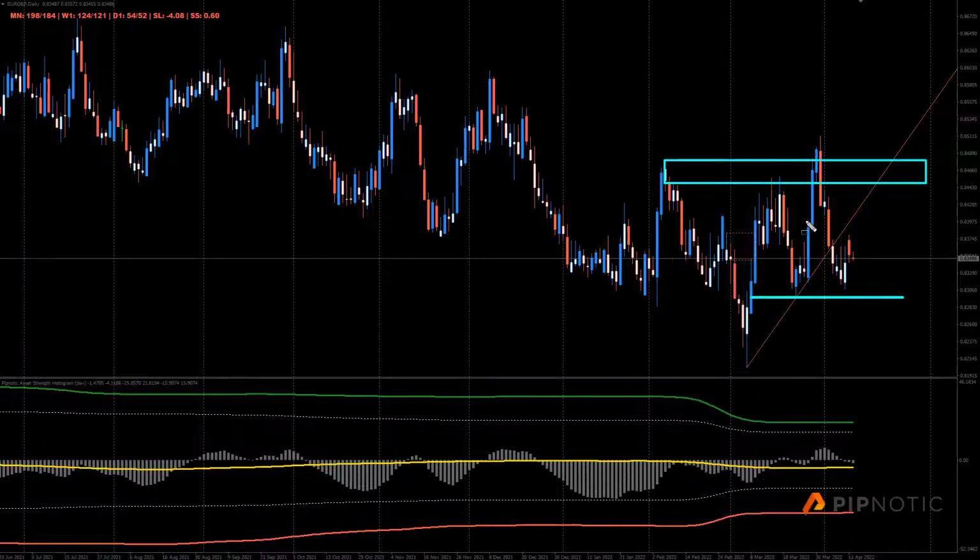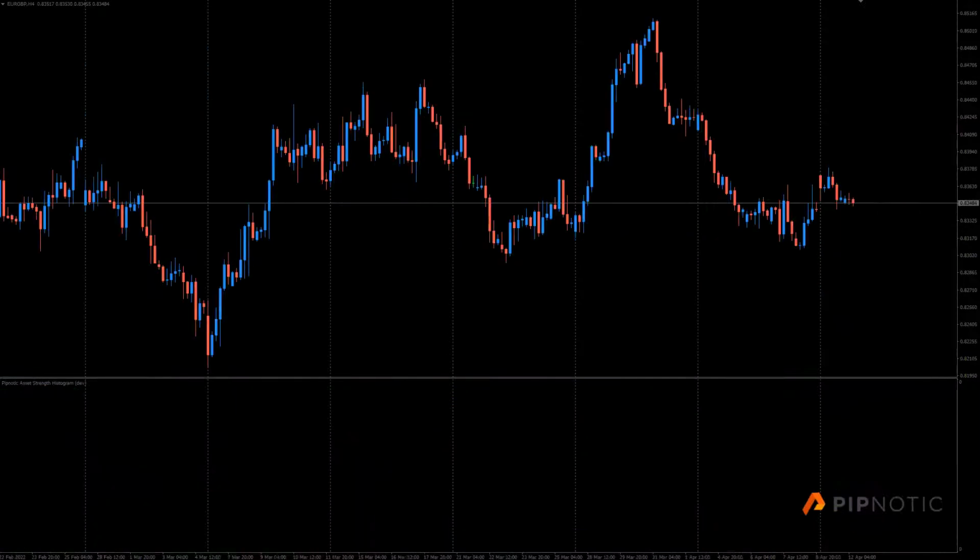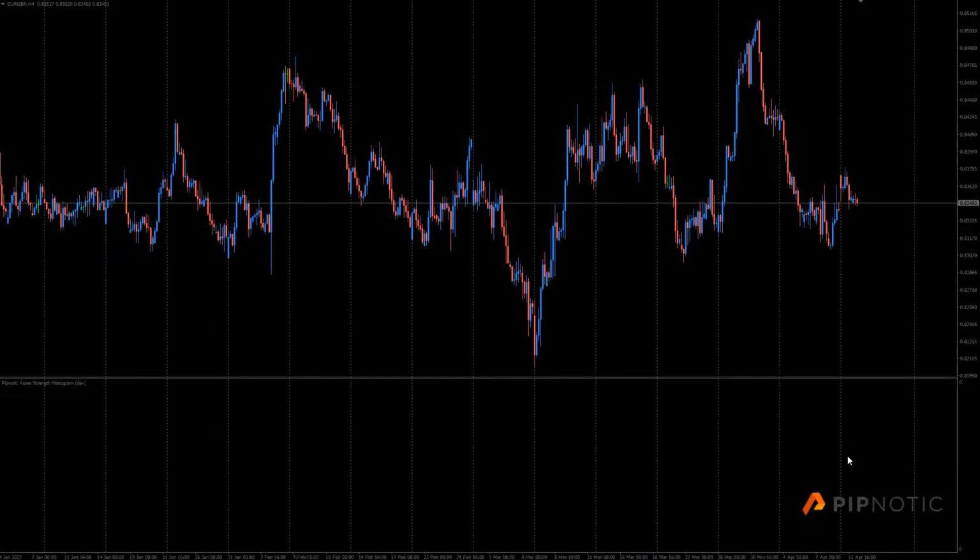Okay, and so we have to focus on these little price nodules here and this one here, which we will now look at on the 4-hour chart. Okay, and so going to the 4-hour chart, things become a little bit clearer to us.